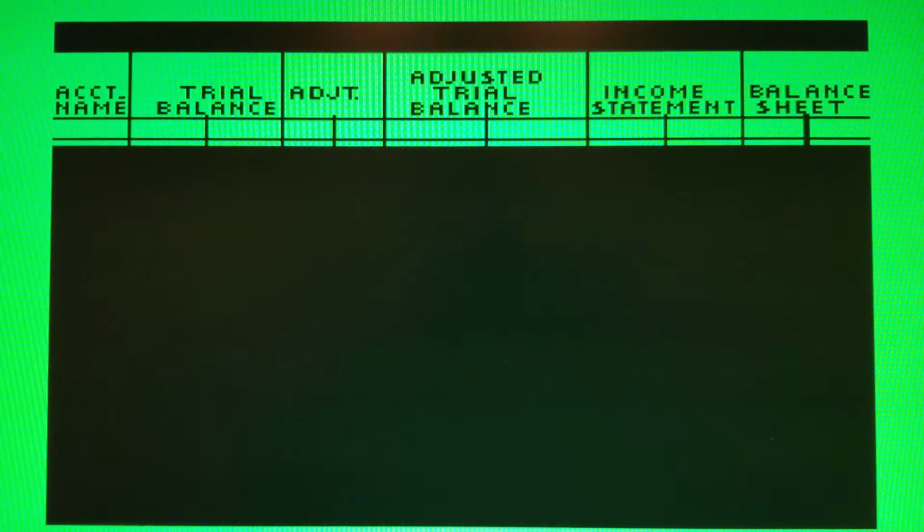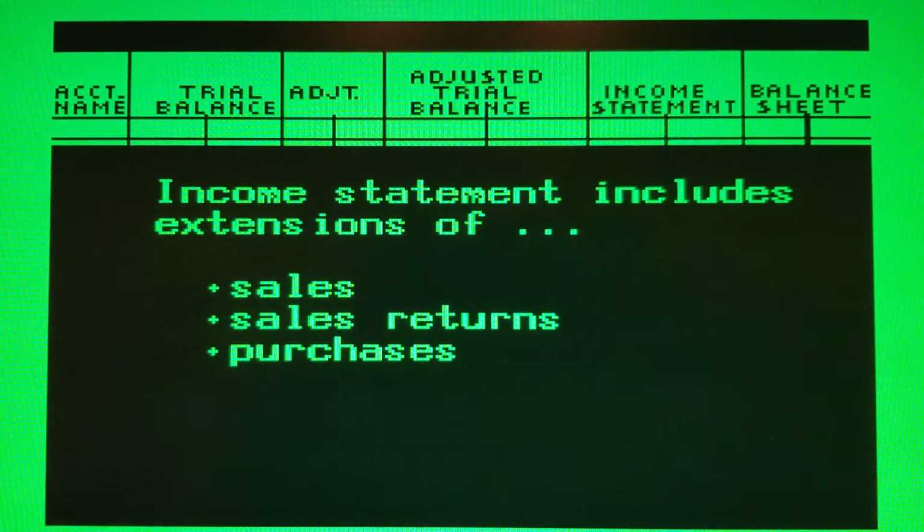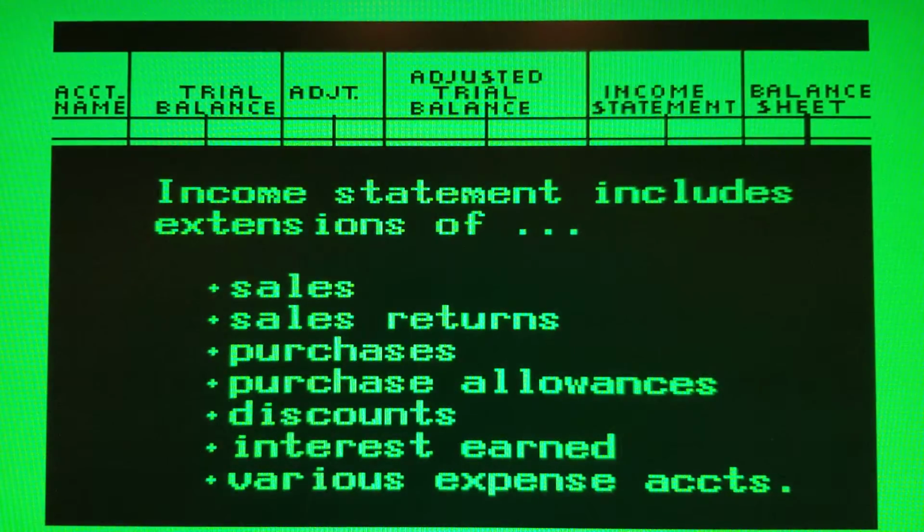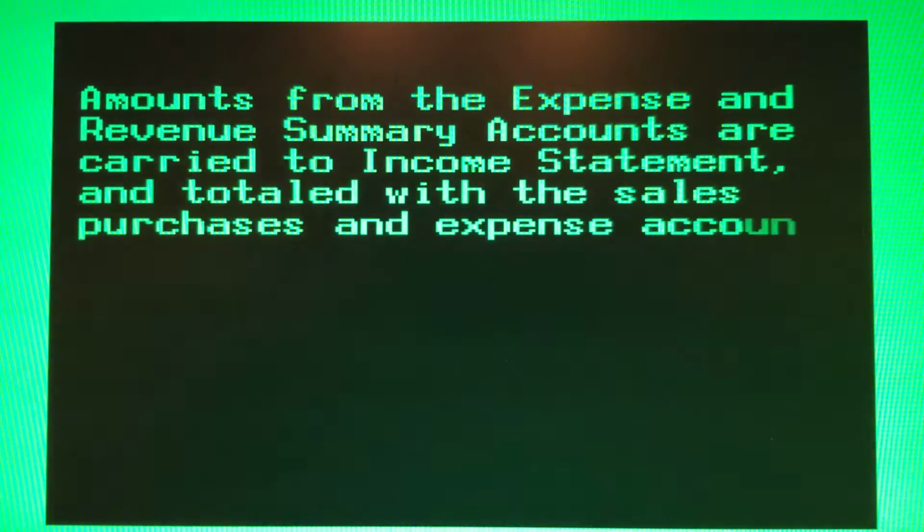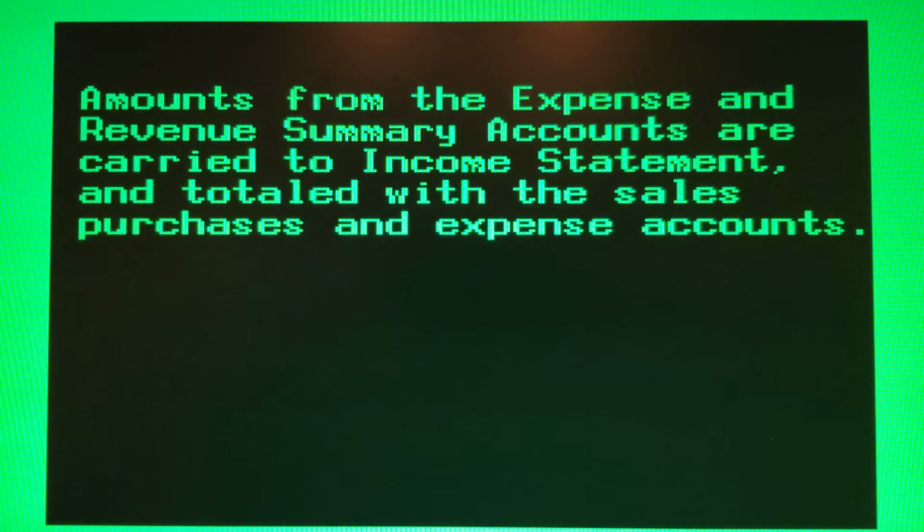The next pair of columns may be used for the income statement and the last pair for the balance sheet. The income statement includes extensions of sales, sales returns, purchases, purchase allowances, discounts, and interest earned, as well as the various expense accounts. The amounts from the expense and revenue summary accounts are also carried to the income statement columns and totaled with the sales, purchases, and expense accounts mentioned.